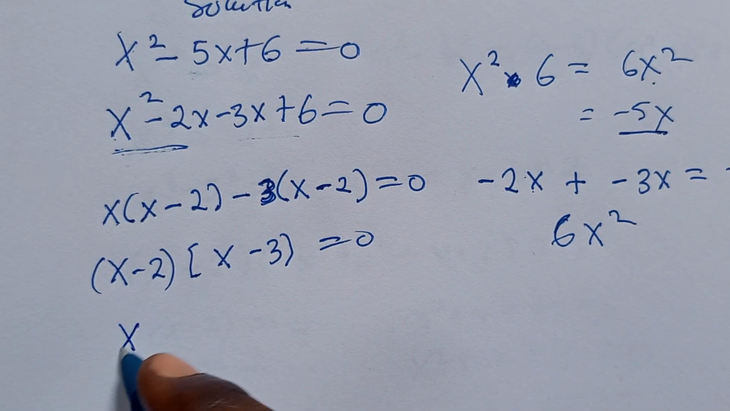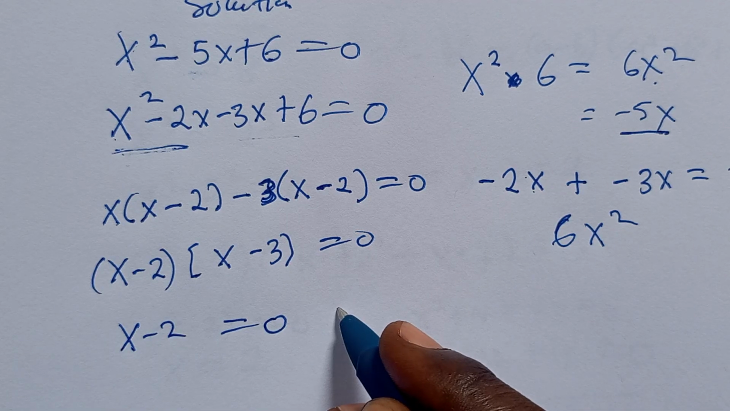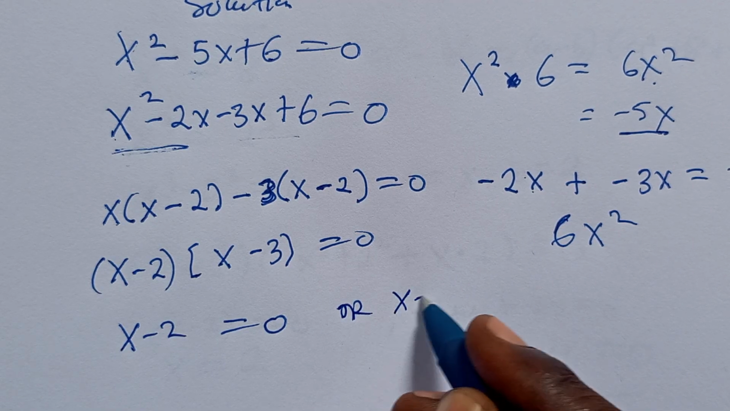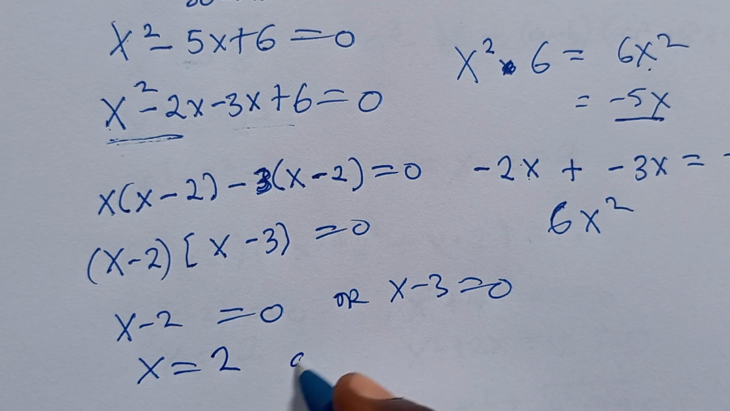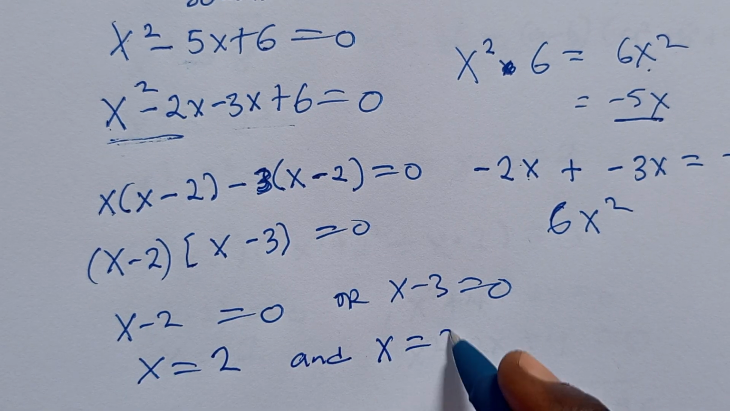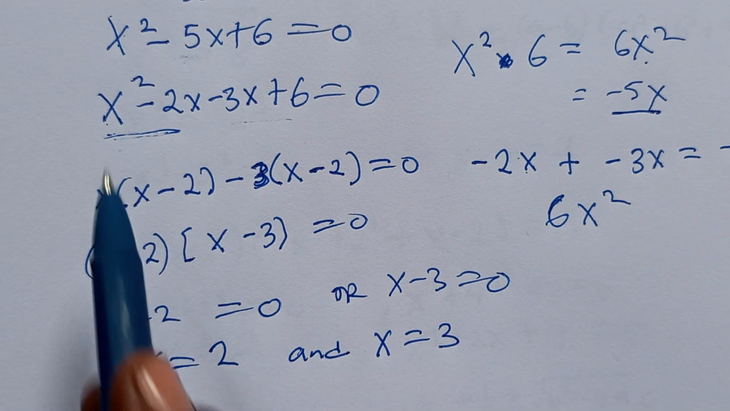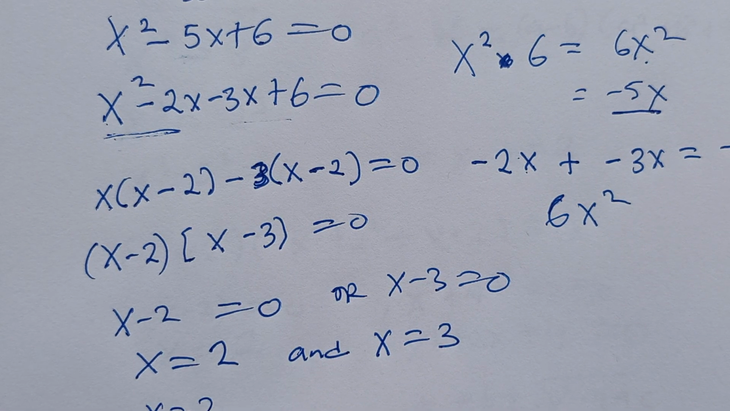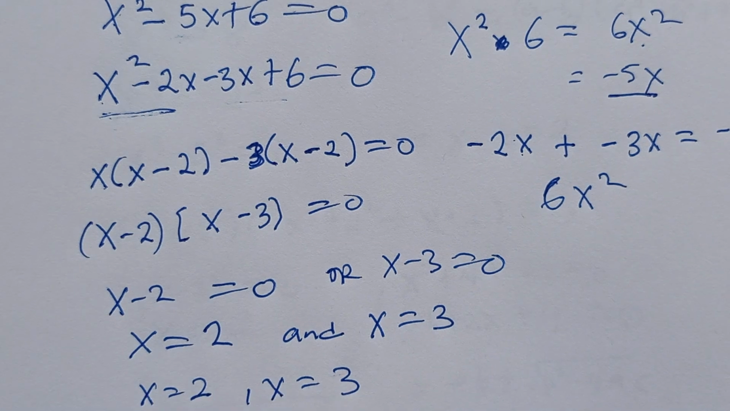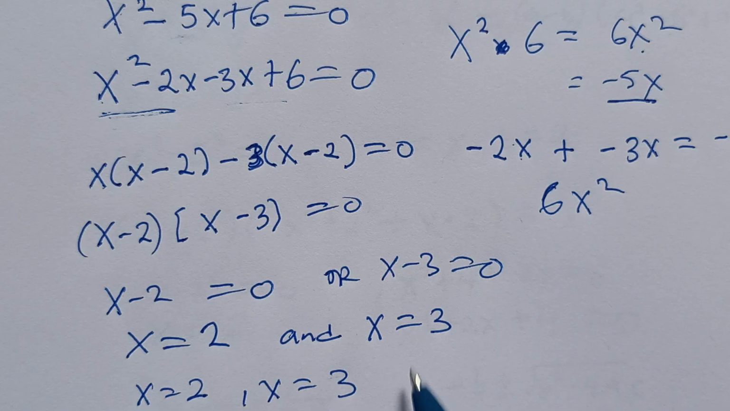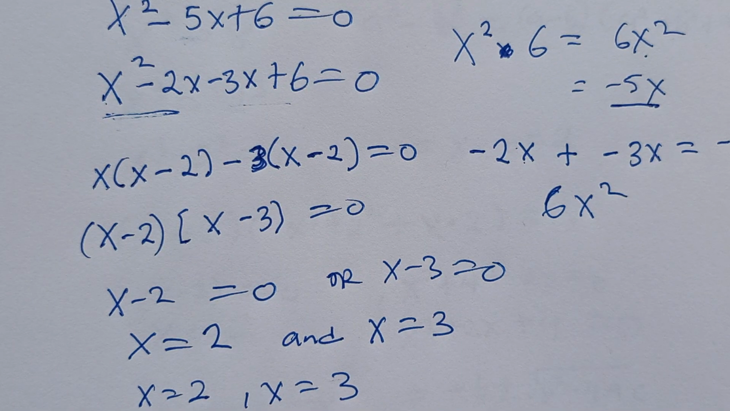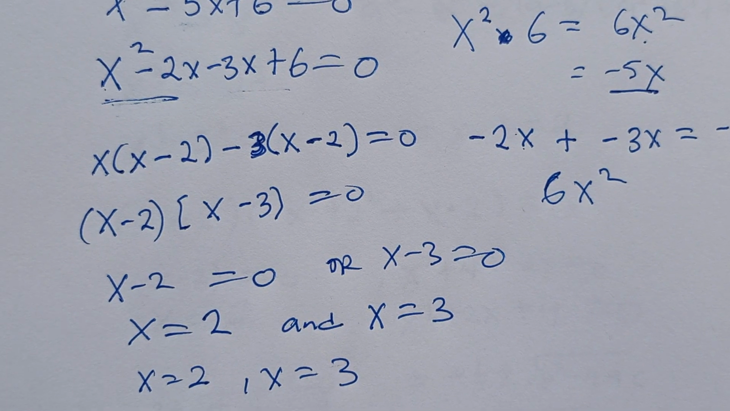Now our x minus 2 equals 0, and or this x minus 3 equals 0. So we have it as x equals 2 and x equals 3. So the values of our x that satisfy this equation are x equals 2 and x equals 3, such that either you choose to substitute x as 2 to satisfy this equation, or you choose to substitute 3 to satisfy this equation. So let's try substituting this into this.